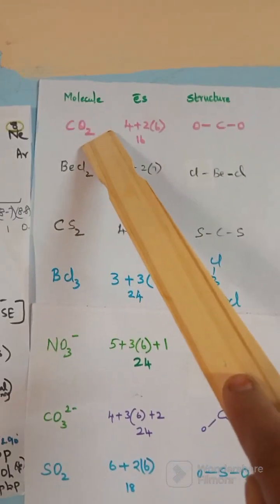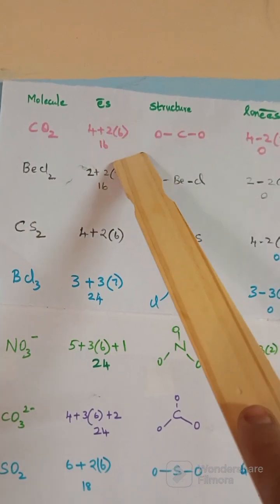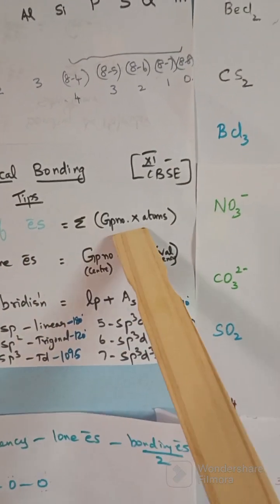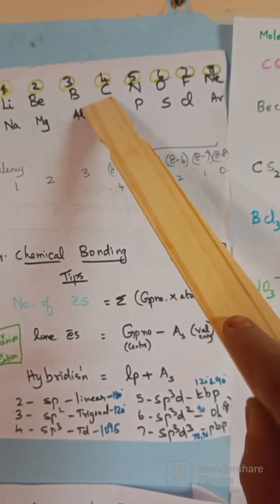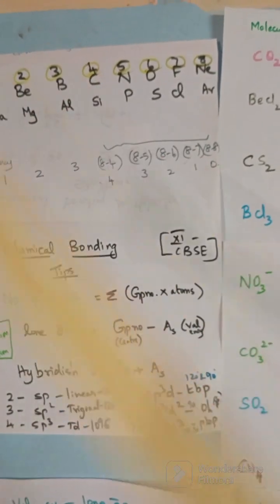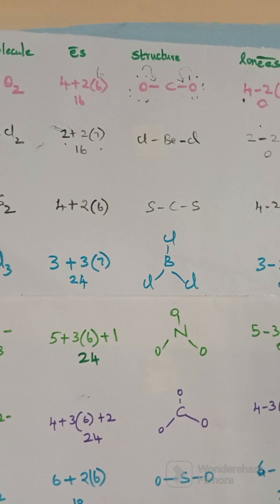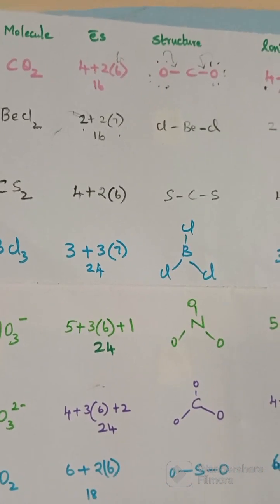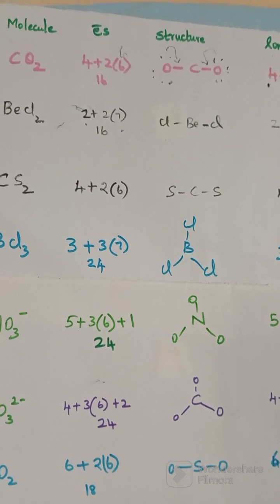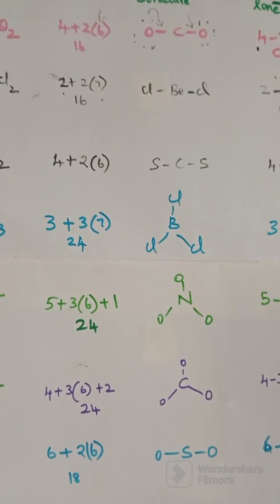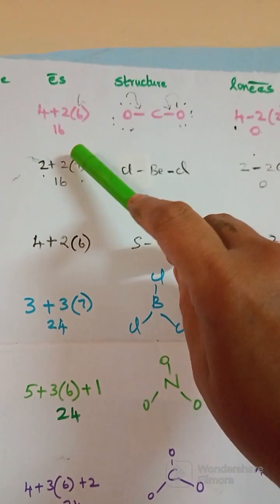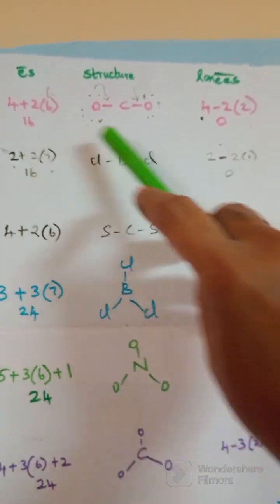So let us see a few examples. The first one is carbon dioxide. So to find the number of electrons in the molecule, as I said, the formula is summation of group number into atoms. What is the group number for carbon? Group number is 4. Let us start with the structure of carbon dioxide. Carbon group number is 4 plus 2 oxygen atoms. The group number of oxygen is 6, so that amounts to 16. Here the number of electrons in the molecule should be an even number.